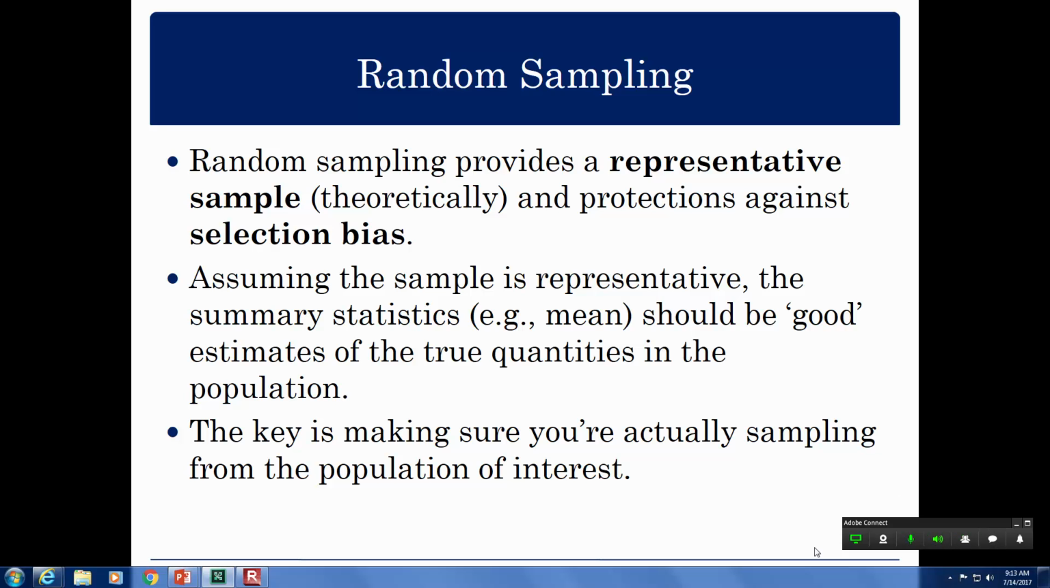No. So the key here is that if the sample accurately reflects, if it's representative, if it's taken in a pseudo-random fashion, then the information contained in the sample should be a good estimate of the true population characteristics. So if you're interested in the population mean, taking a random sample should give you a sample that accurately reflects through its own mean, its sample mean, what the population average likely is. The key, of course, is making sure you're actually sampling from the population of interest. And this is where we get to generalizability later on.